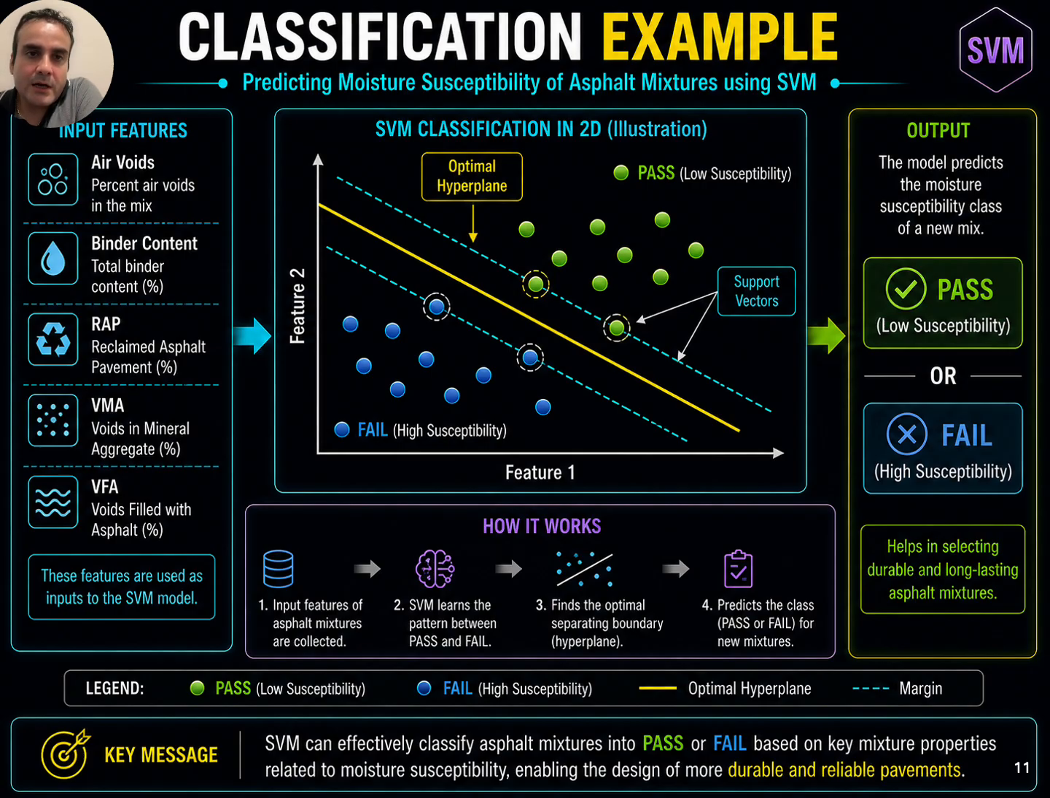The circled observations are the support vectors that define the decision boundary. The workflow begins with collecting mixture properties, followed by model training, identification of the optimal hyperplane, and finally prediction for new mixture.